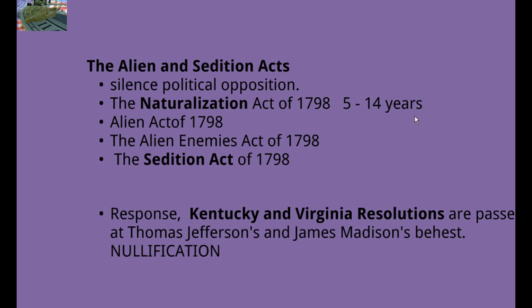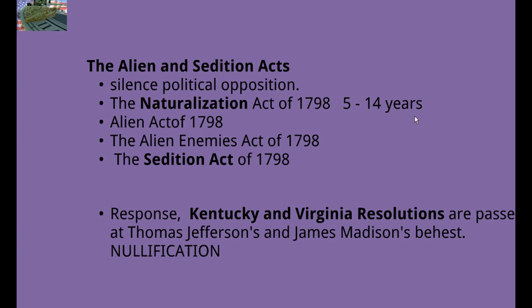The Alien and Sedition Acts are acts that are used by the government in order to silence political opposition. The Federalists will use these acts against the Democratic Republican opposition and also against the French immigrants who are going to be used by the Democratic Republicans as an electoral force to give them access to power. So the Naturalization Act of 1798 extends the residence years necessary for getting US citizenship from 5 to 14 years.